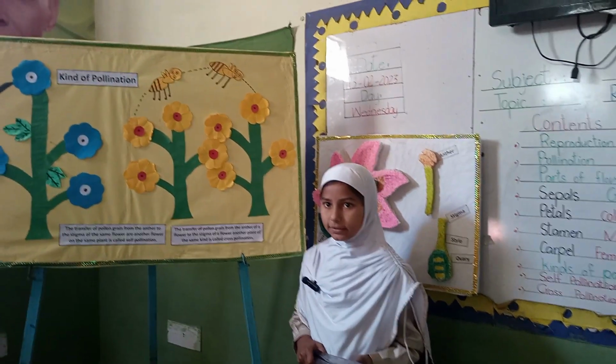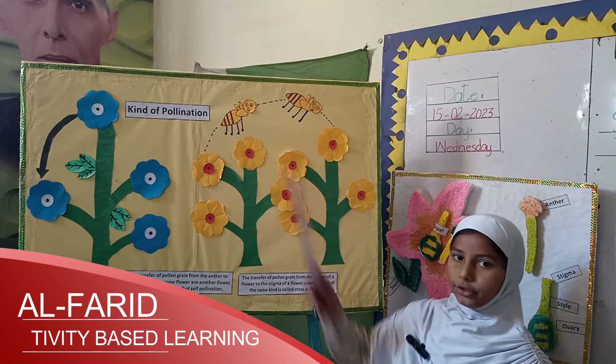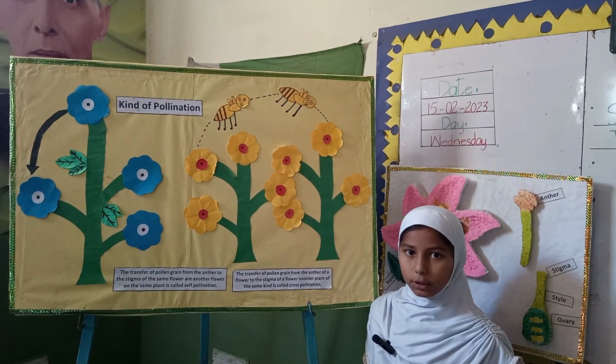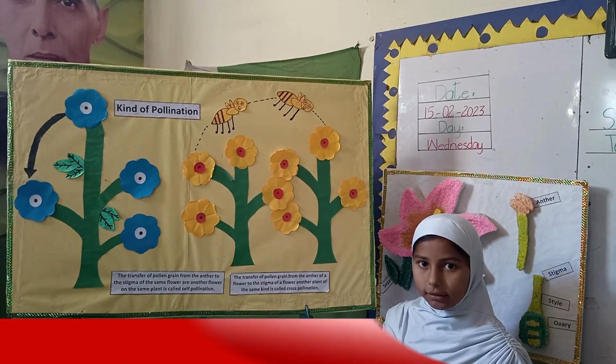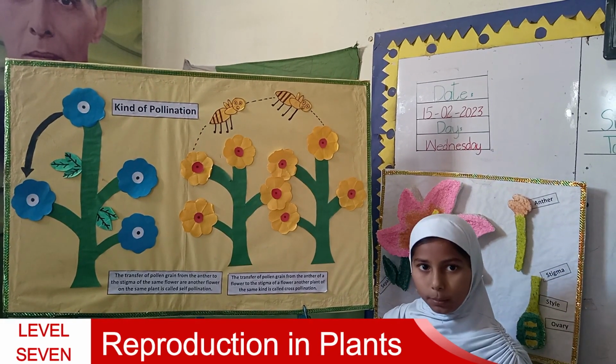My name is Myra Irfan from level 6. Today I am going to present my topic, pollination. First of all, I will tell you what is pollination. The transfer of pollen grains from the anther of a flower to the stigma of a carpel is called pollination.